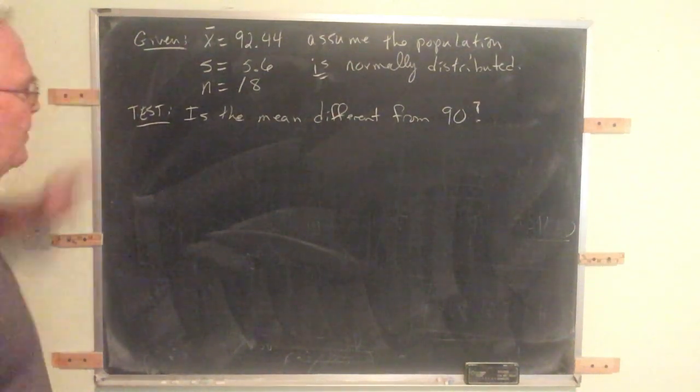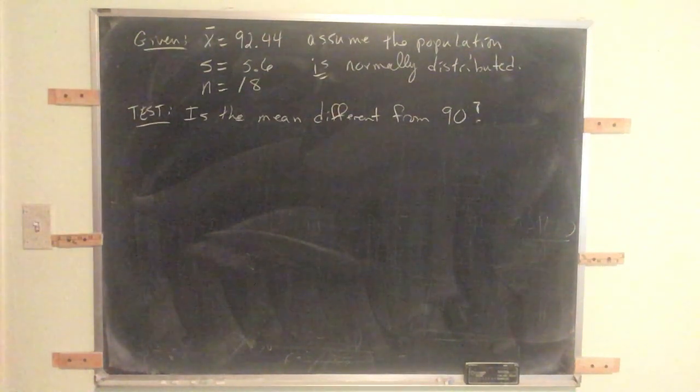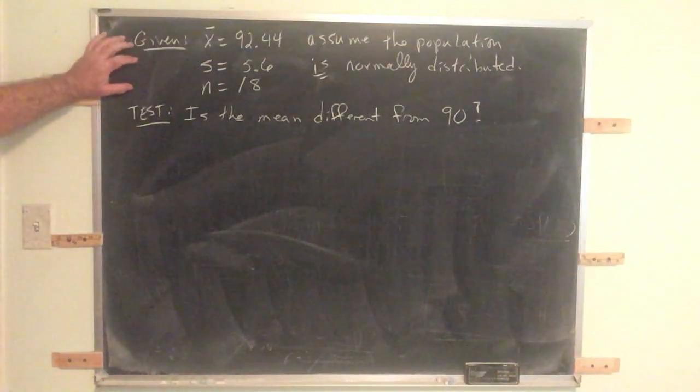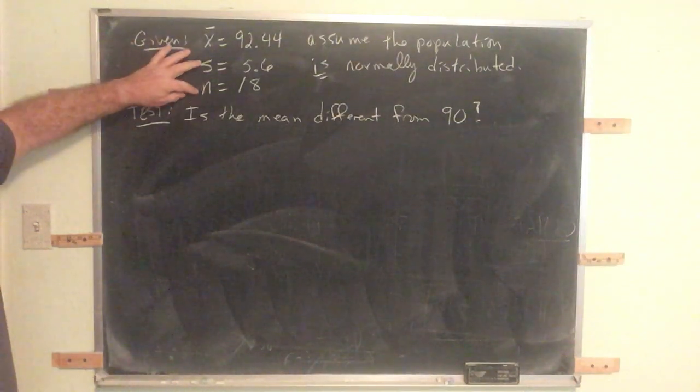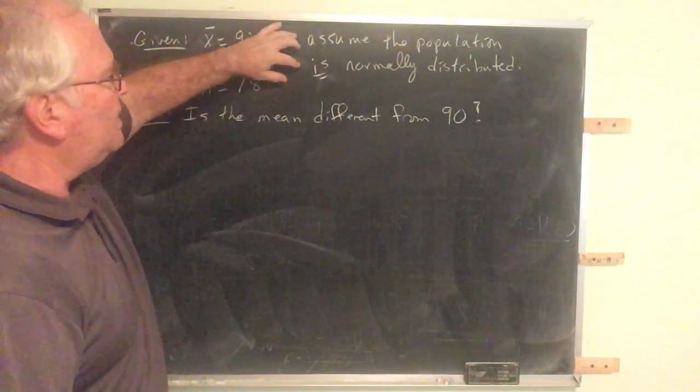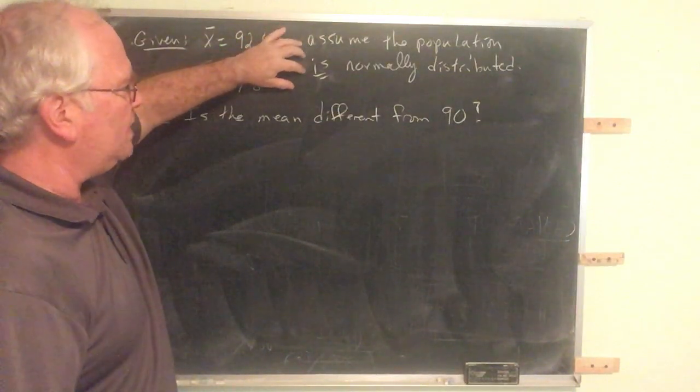All right, so I'm going to play through one more example here, and I think you'll see why I've chosen this example to work through. So we're just given explicitly x bar is 92.44. We're given s is 5.6. We're given n is equal to 18. And we're given, assume the population is normally distributed.